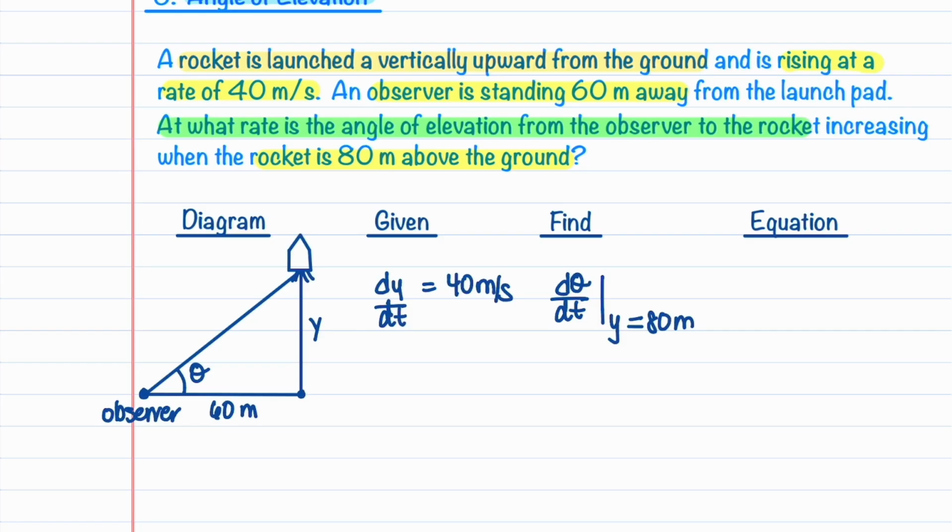Now what we have to do is find an equation that relates y and theta. So here's y and here's theta. And then we don't know anything about the hypotenuse, so we're also going to have to use this distance of 60 meters. The trig equation that's going to relate these three variables is going to be tangent of theta is equal to y over 60.